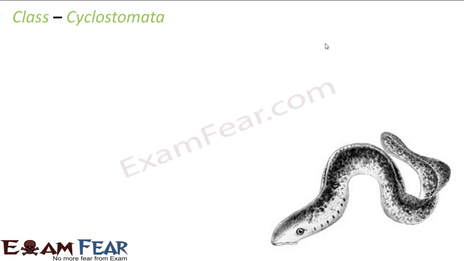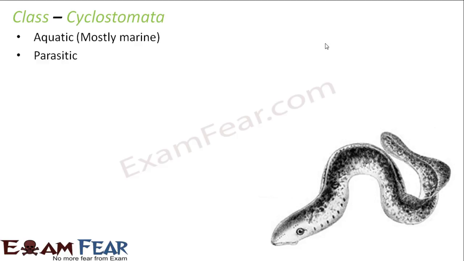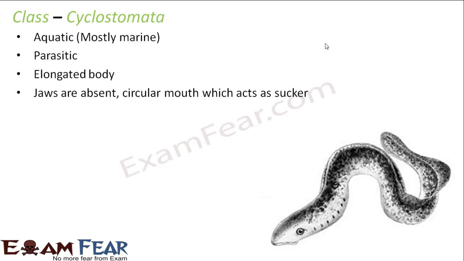Now in this we will talk about the very few which still exist. As I said, most of them have already become extinct. The very few which exist fall under the class Cyclostomata. So we will talk about Cyclostomata here. They are aquatic, mostly marine, mostly sea fishes. Parasitic in nature, that is, they feed on other living organisms. Elongated body, jaws are absent, circular mouth which acts as sucker. This circular sucker mouth helps in feeding on other organisms because they can directly suck that other organism. So it helps in sucking the prey or paralyzing the prey. But the jaws are absent.